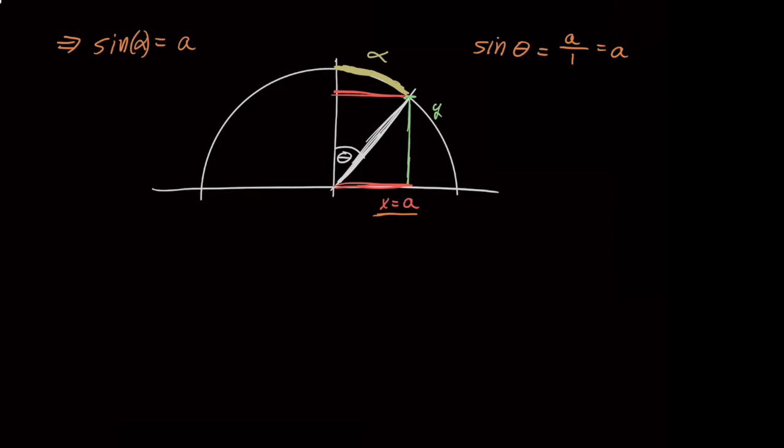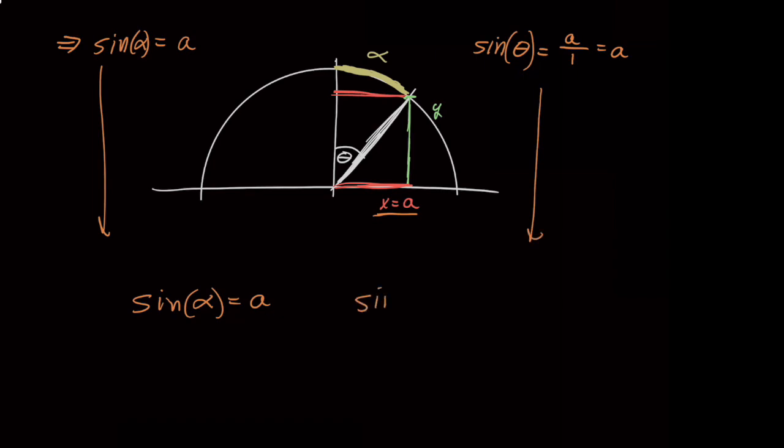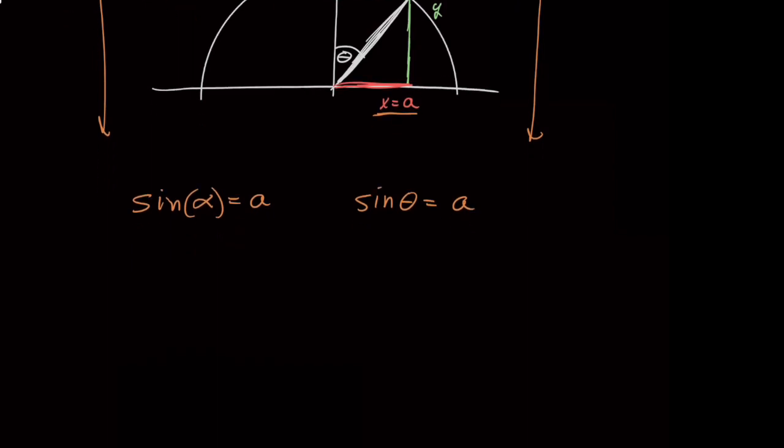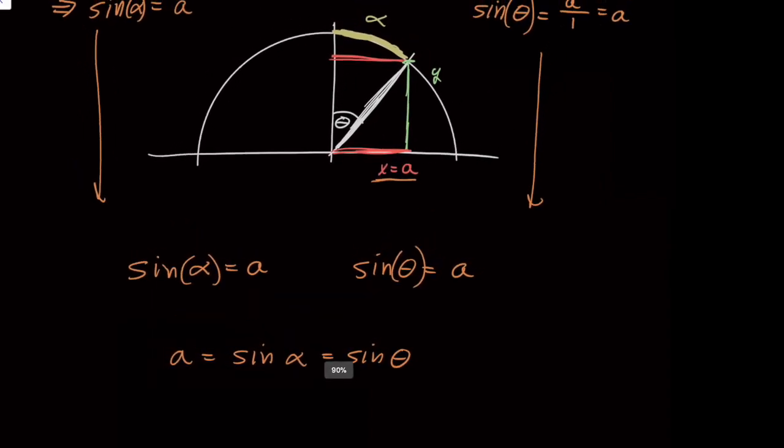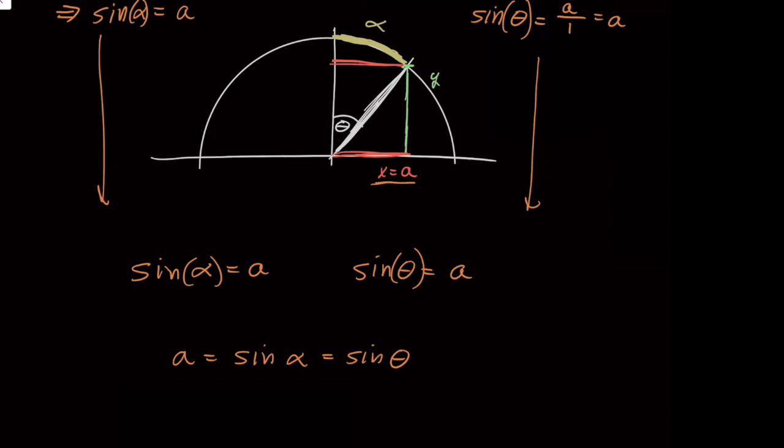Now, we have something very interesting here. We have right here sine of alpha equals a, and we also have right here that the sine of theta is equal to a. So that means that if they're both equal to a, then they're both equal to each other. We have a equals sine of alpha is equal to sine of theta. So the sine of alpha is equal to the sine of theta. And the only way that's true is if alpha is equal to theta on the domain of the arcsine function. Now right there is the kicker. That's what it's all about. That's the conclusion of all this.